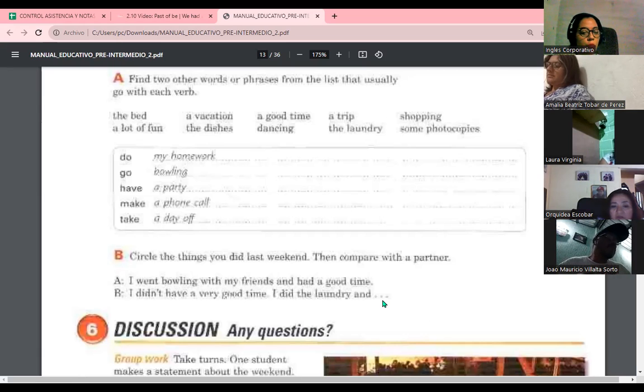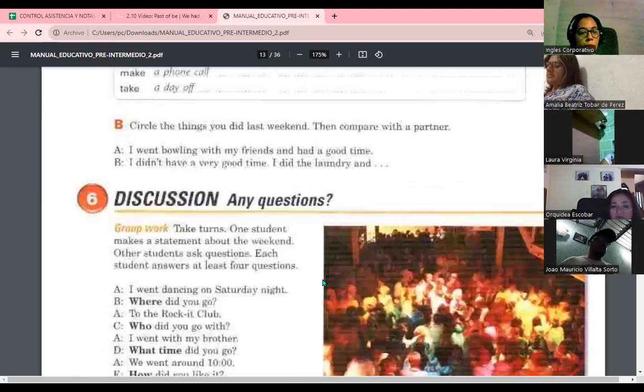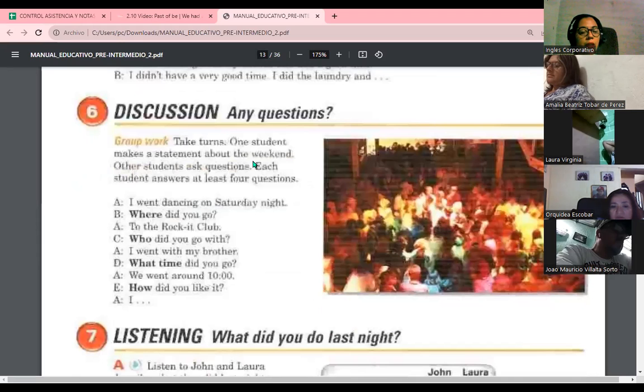Muy bien. Discussion. Muy bien, aquí viene. Discussion. ¿Qué dice? One student makes a statement about the weekend and the other students ask questions. Each student answers at least 4 questions. Okay, I went dancing on Saturday night. Where did you go? To the rock club.